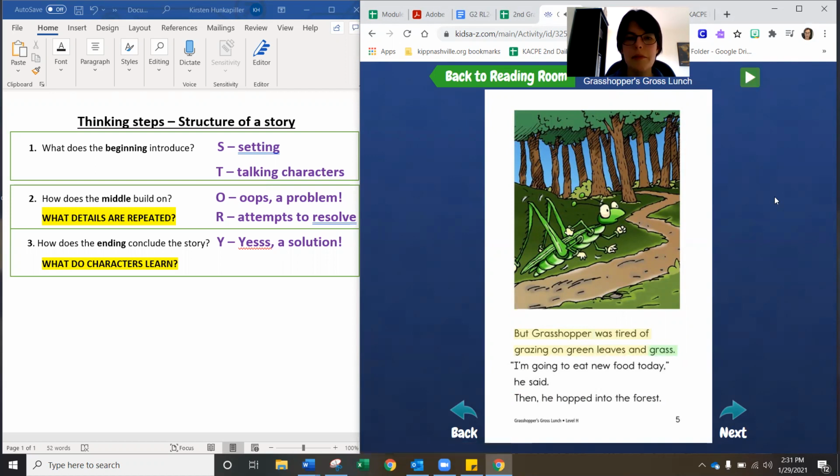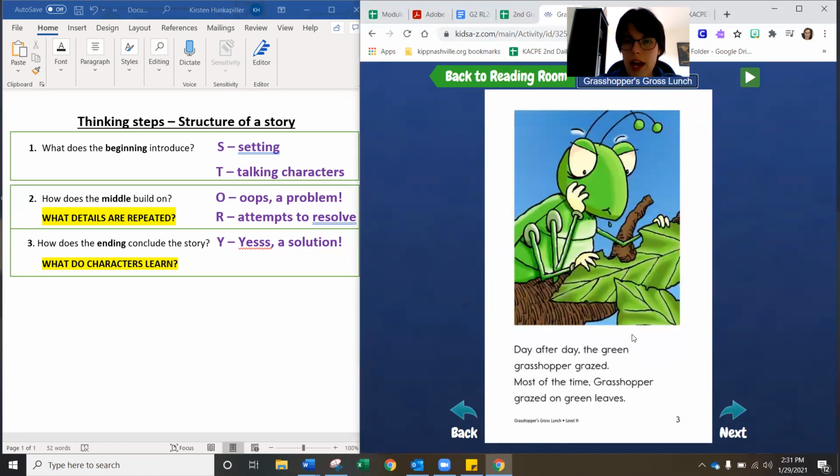Now I'm going to pause because I just read my beginning. What does the beginning introduce? I'm going to put my story hand up and I'm going to find the setting and the talking characters. Well, I know that the grasshopper is being talked about. He is the main character, so he's the talking character.